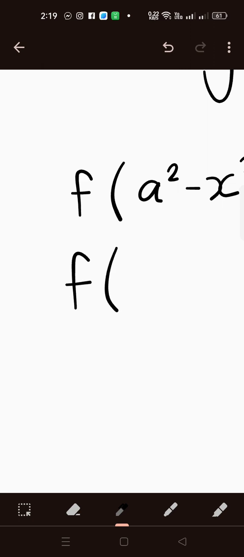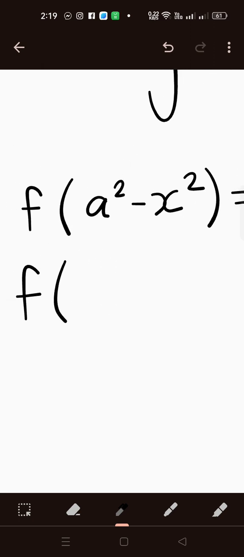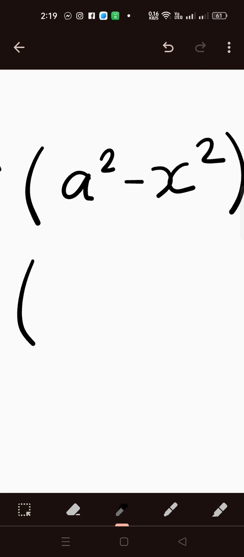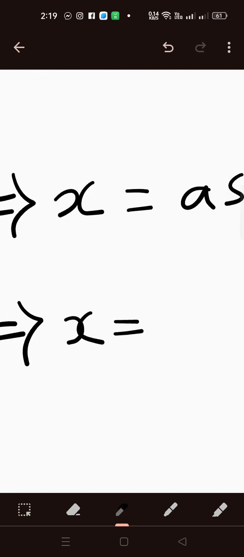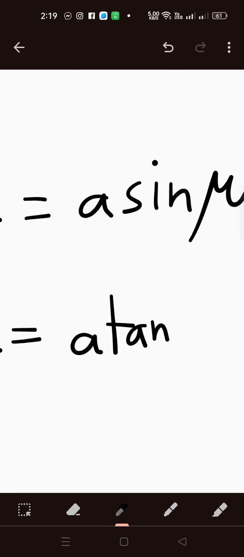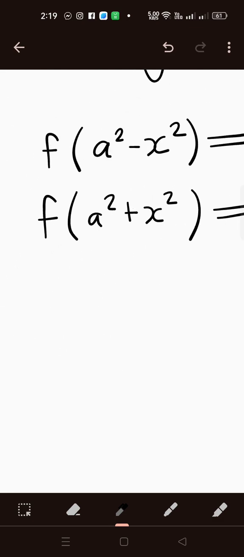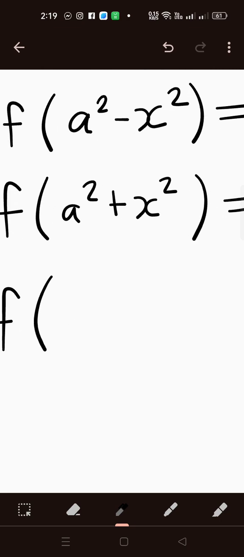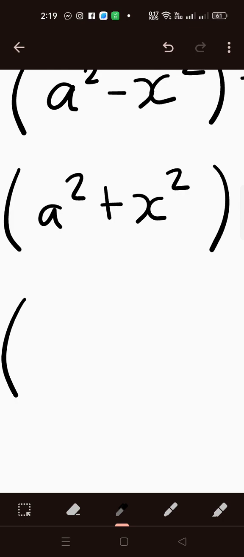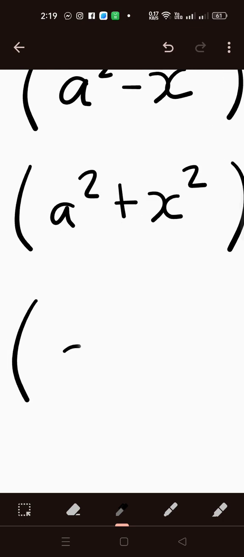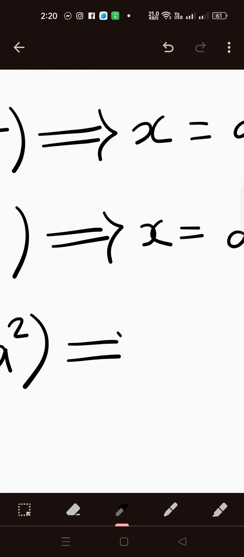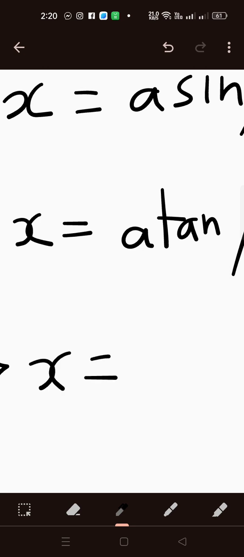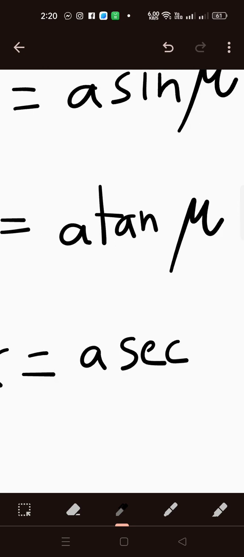Now, if the integral is of the form wherein I have a squared plus x squared, or x squared plus a squared, my substitution would then be x equals a tangent mu, or tangent theta. If it looks something like f of x squared minus a squared, then it's different. I would be using x equals a secant mu.